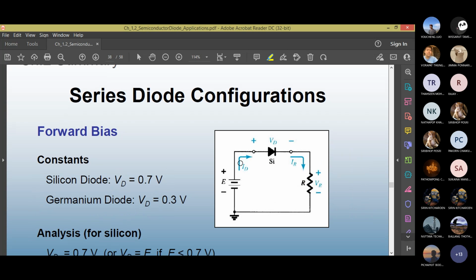Here is a simple series circuit. E is for the electromotive force, I believe. Sometimes they put V, sometimes E. This is a battery symbol, plus, minus. So if the battery doesn't connect to any load, the open terminal voltage is known as the electromotive force, EMF. The unit is still volt.